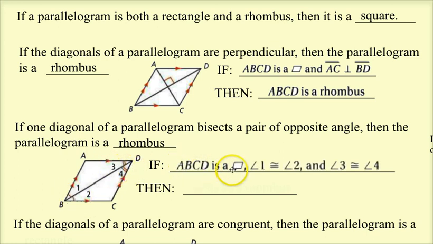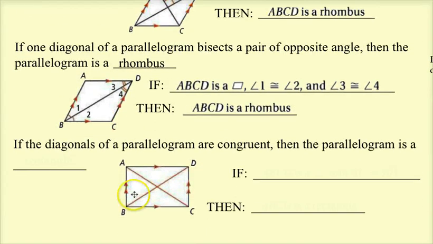So if ABCD is a parallelogram, and if angle 1 is congruent to angle 2, and angle 3 is congruent to angle 4, then ABCD will be a rhombus. That means the diagonal bisects the angle, and if angle 3 is congruent to angle 4, again the diagonal BD bisects the angle, then ABCD is a rhombus. And this is another property of rhombuses, that the diagonal bisects the angle, so it makes sense that if that was true, then it would be a rhombus.